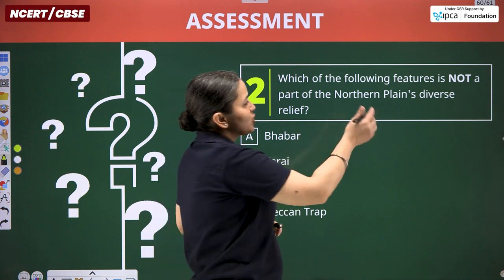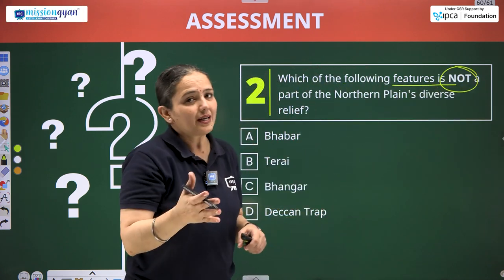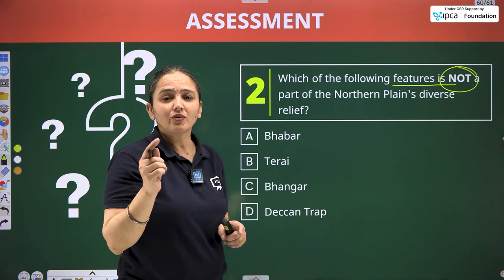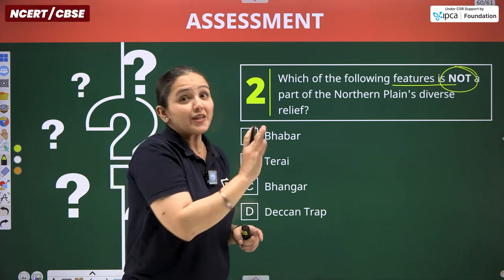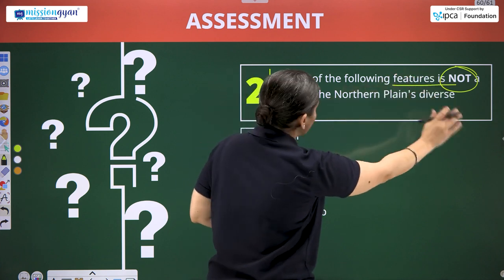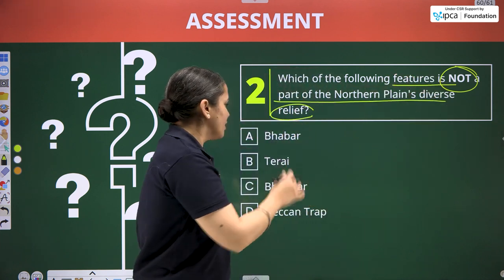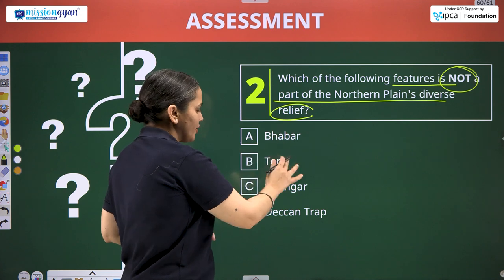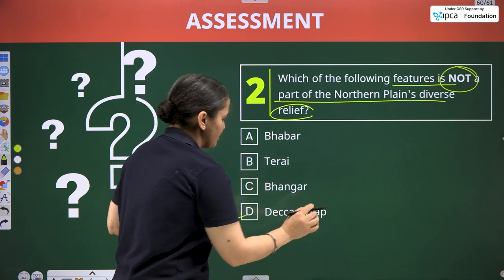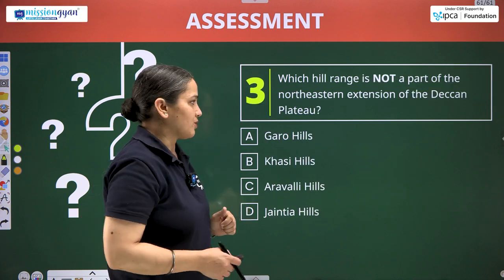Second question: which of the following features is not a part of the northern plains' diverse relief? Wherever 'not' comes, kindly understand the question carefully, otherwise you can write the entirely opposite answer. Bhabar is there, Tarai is there, Bhangar is there, but Deccan Trap is not there. Deccan Trap lies in the Peninsular Plateau region.